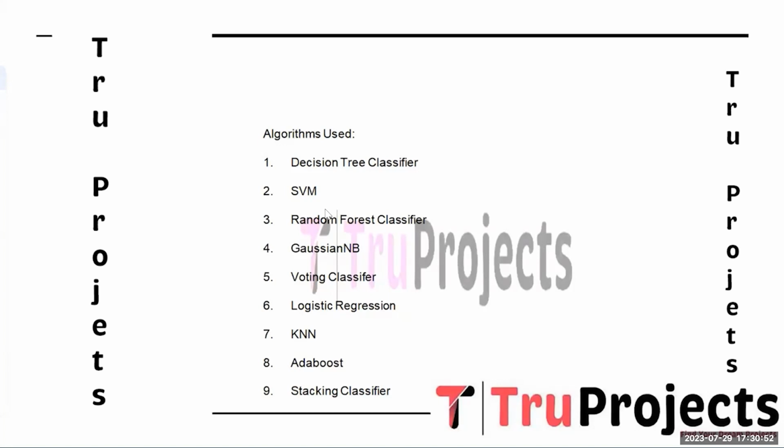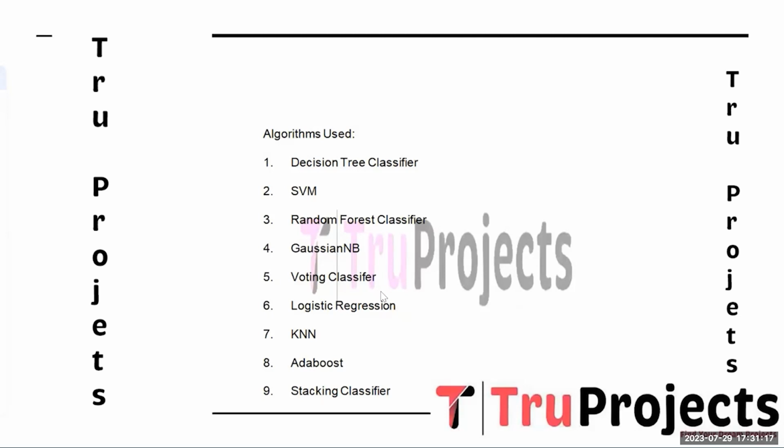And the next one is random forest. Random forest is an ensemble method that combines multiple decision trees to improve the classification accuracy and reduce overfitting. And the next one is Gaussian NB. Gaussian NB is a probabilistic algorithm based on the Bayes theorem. It is well suited to continuous features and assumes that each feature follows a Gaussian distribution.